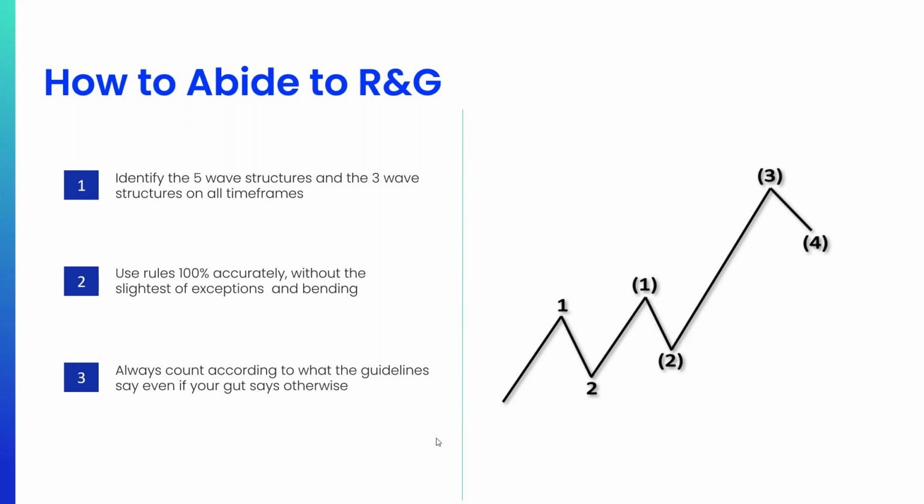Use the rules 100% accurately, without the slightest of exceptions and bending, because I've seen so many people trying to bend rules and make exemptions like, oh, I haven't seen it, so maybe I shouldn't. Oh, no, this is not how it works, guys. We're talking about actual rules. You do not make a count that breaks the rules. It's as simple as that. And always count according to what the guidelines say, even if your gut says otherwise.